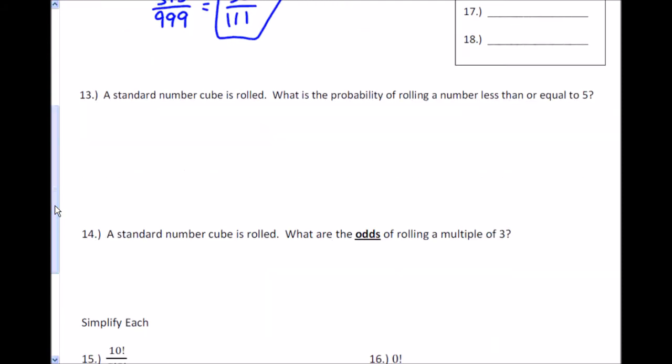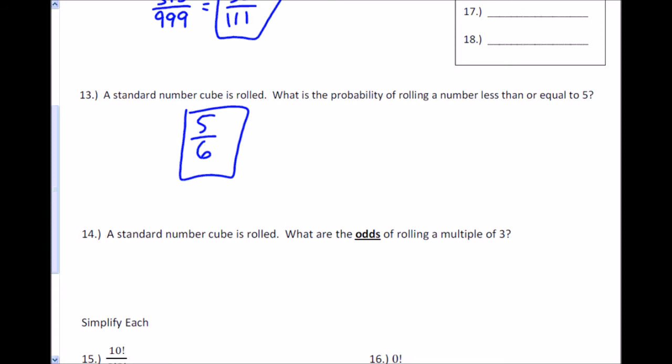Number 13, it says a standard number cube is rolled. What is the probability of rolling a number less than or equal to 5? So rolling a number less than or equal to 5, there's 5 available options out of 6 total options. And the last thing I do is reduce, which this one doesn't reduce. So it's just 5/6.